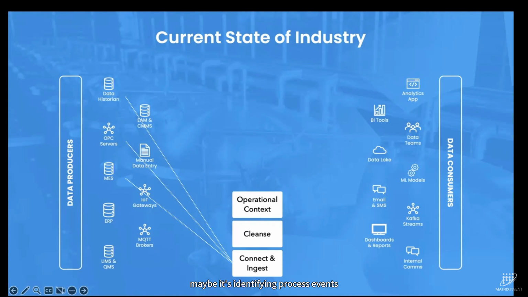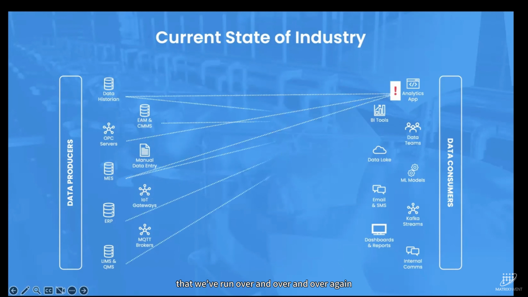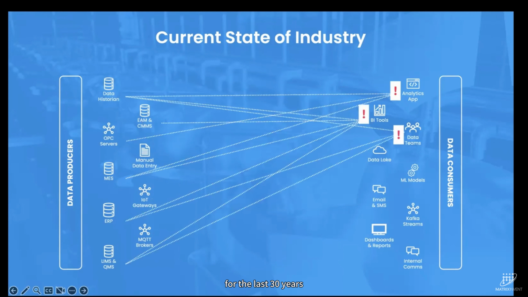Maybe it's identifying process events or calendar periods like shifts or batch runs. With those events identified, then we start to aggregate the data into some type of a KPI. We have to then validate the result, and then we distribute the information. And this is the process that we've run over and over and over again for the last 30 years.